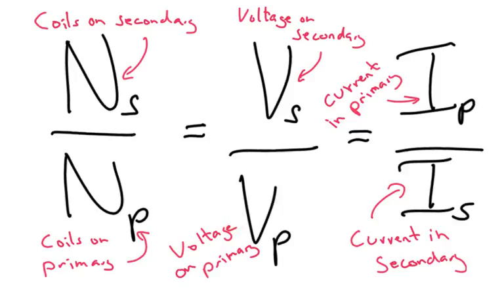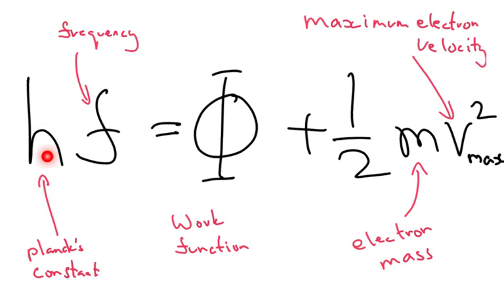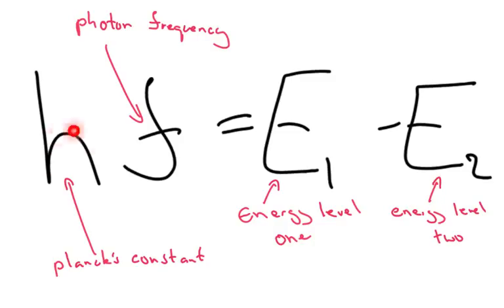current. Photon energy is equal to Planck's constant multiplied by the frequency of the photon. Planck's constant multiplied by the frequency of the photon is equal to the work function plus a half times the electron mass times the maximum velocity of the electron squared. The de Broglie wavelength is equal to Planck's constant divided by the momentum of the particle. Planck's constant multiplied by the photon frequency is equal to the energy level 1 minus the energy level number 2.